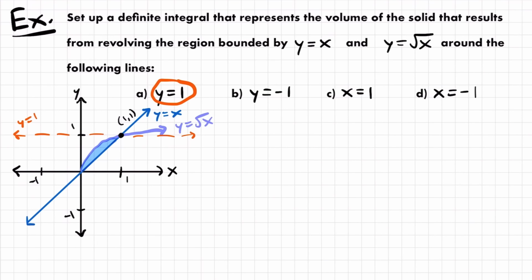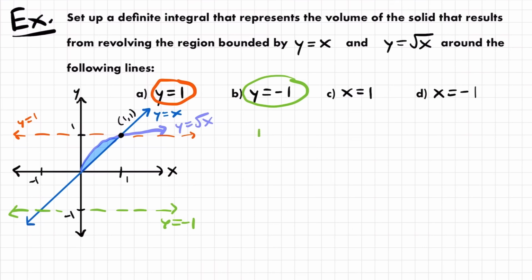Okay, so next we're going to be looking at y equals negative 1, and y equals negative 1 will be located right here on our graph. All right, so that is y equals negative 1. And now our region that we're going to be revolving around that line is above that axis of revolution. And so what that means is we are going to be subtracting the value of our line, which is negative 1, from each of our boundaries when we set up each of our radii.